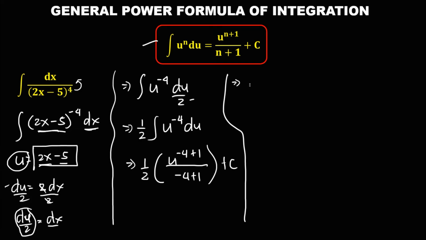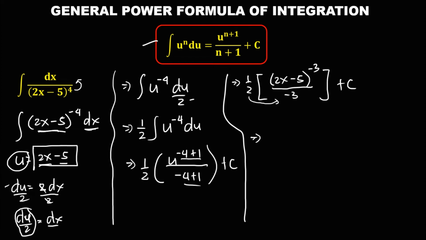So we have 1 over 2 then times u, which is 2x minus 5, then to the power negative 4 plus 1, that's negative 3. So over negative 3, then plus c. Then this time to simplify, multiply this 2 and negative 3.